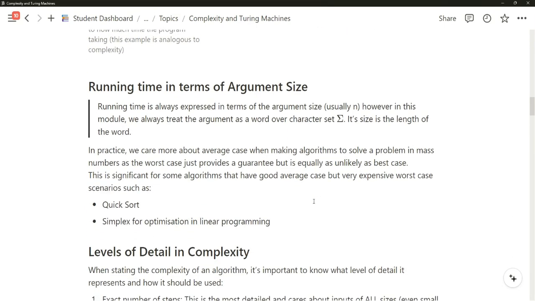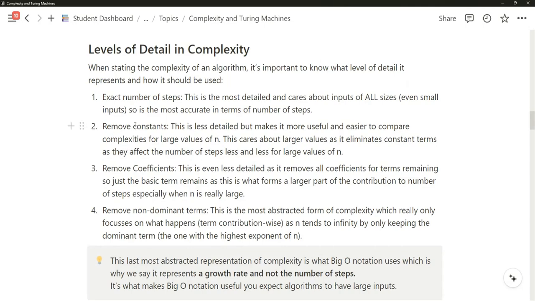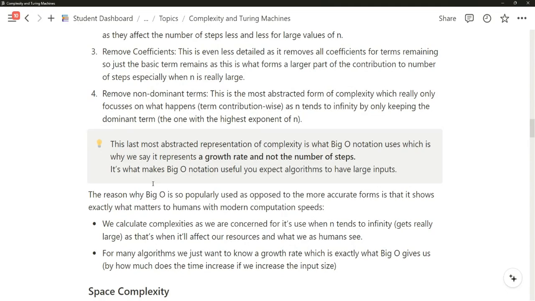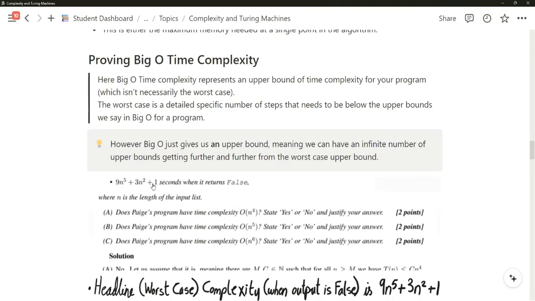So yeah, that's just levels of detail in complexity. This was all the stuff about Polly, Constance, Big Tim, and Little Tim. But I don't think we need to know those guys, so let's just move on. Okay, right. This is the important stuff, right? This is what you guys are probably looking for: proving complexities.